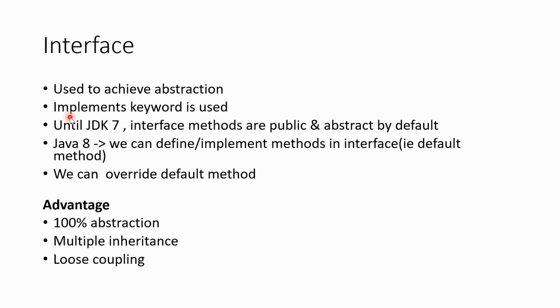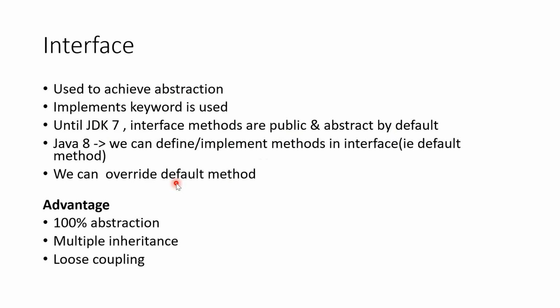And in classes, when I was using this inheritance concept, I was using the keyword called extends. So class A extends B, class A extends C. I was using something like that, but in interfaces, you will be using the keyword called implements. And until JDK 7, interface methods are public and abstract by default. That is, you can have only the abstract methods in the interface. You cannot have any other method. That is the one followed till JDK 7, 1.7.